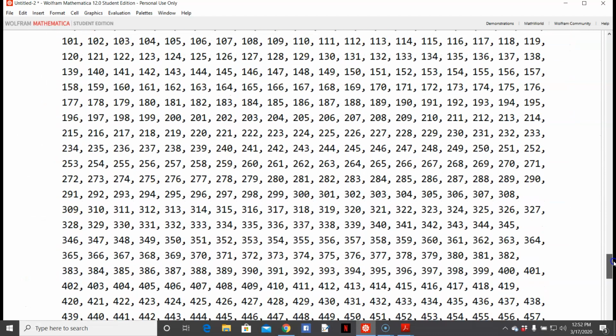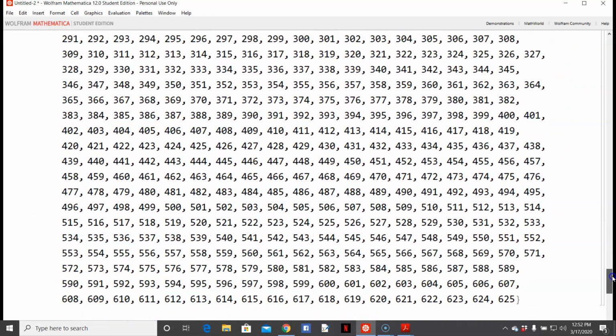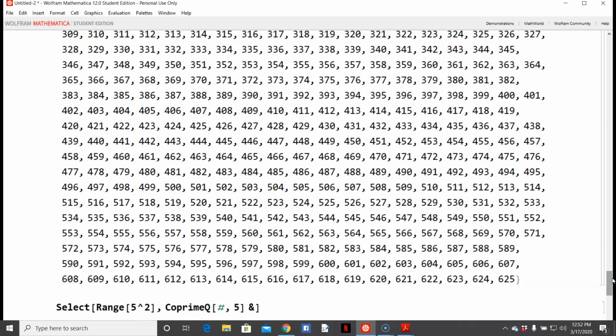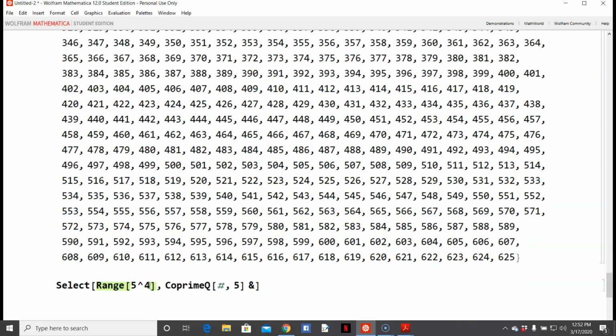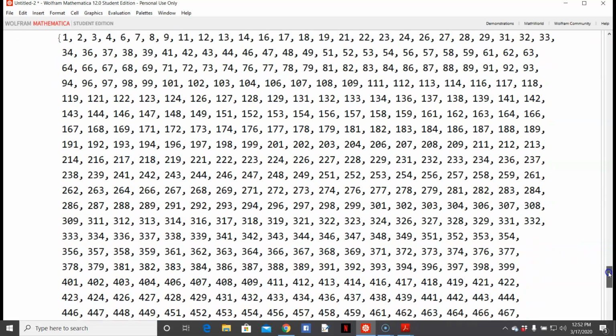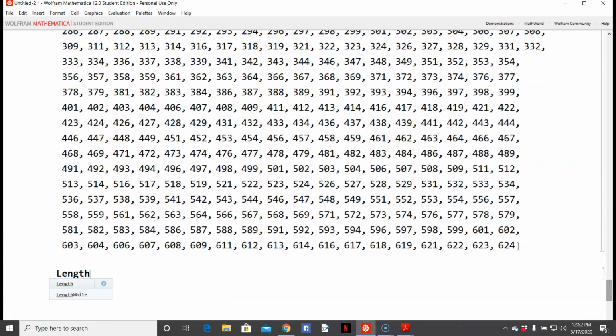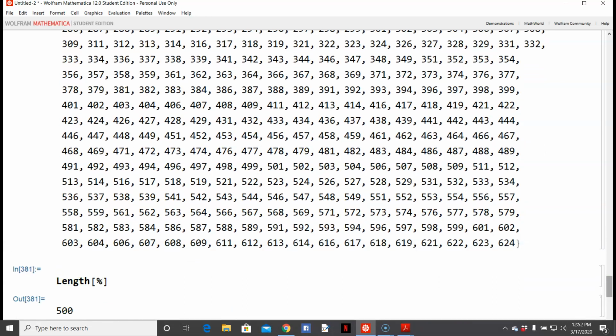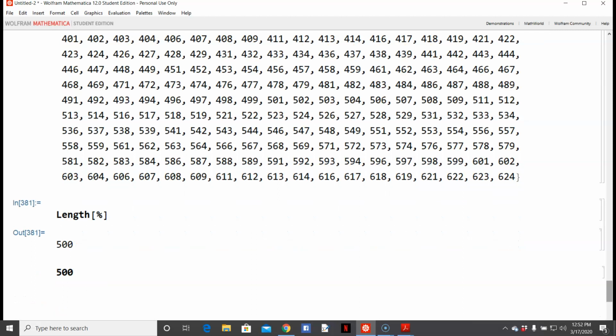Okay, well, now if we do it for 5 to the 4th, which is 625, again, it's every multiple of 5 between 1 and 625 that has to be removed. How many are there? Well, that's a good question. Once we remove them and we count, we get 500. And 500 is 625 minus 125.